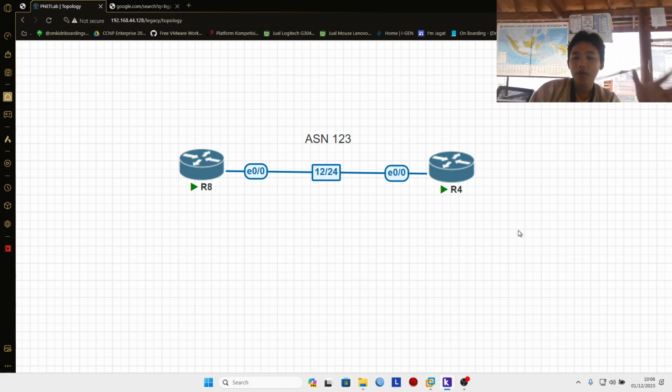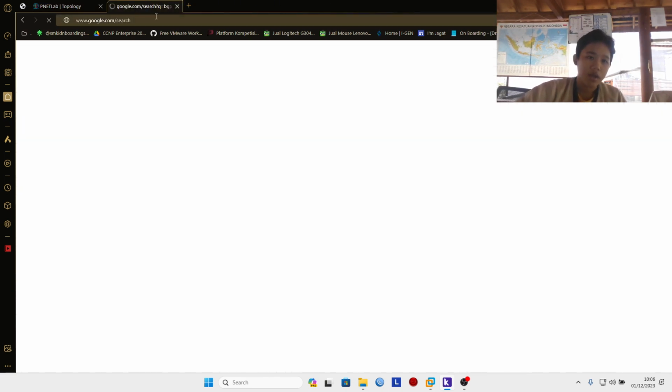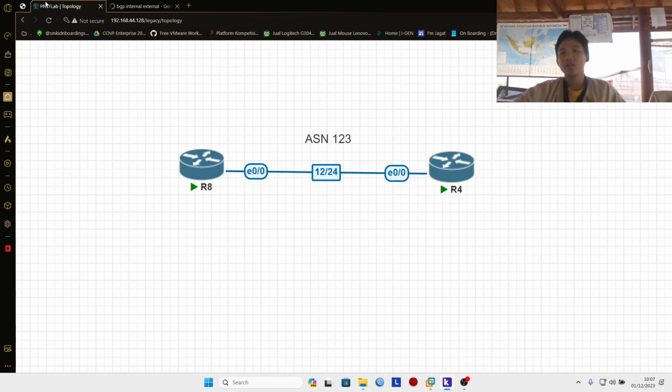What is BGP? BGP is Border Gateway Protocol. It's like another routing protocol, like the ordinary routing protocols, but it's heavier than other routing protocols. Like if you want to make OSPF, you should make an area. If you want to make EIGRP, you should make an autonomous system. And if you want to make BGP, you should also have an autonomous system, like EIGRP.